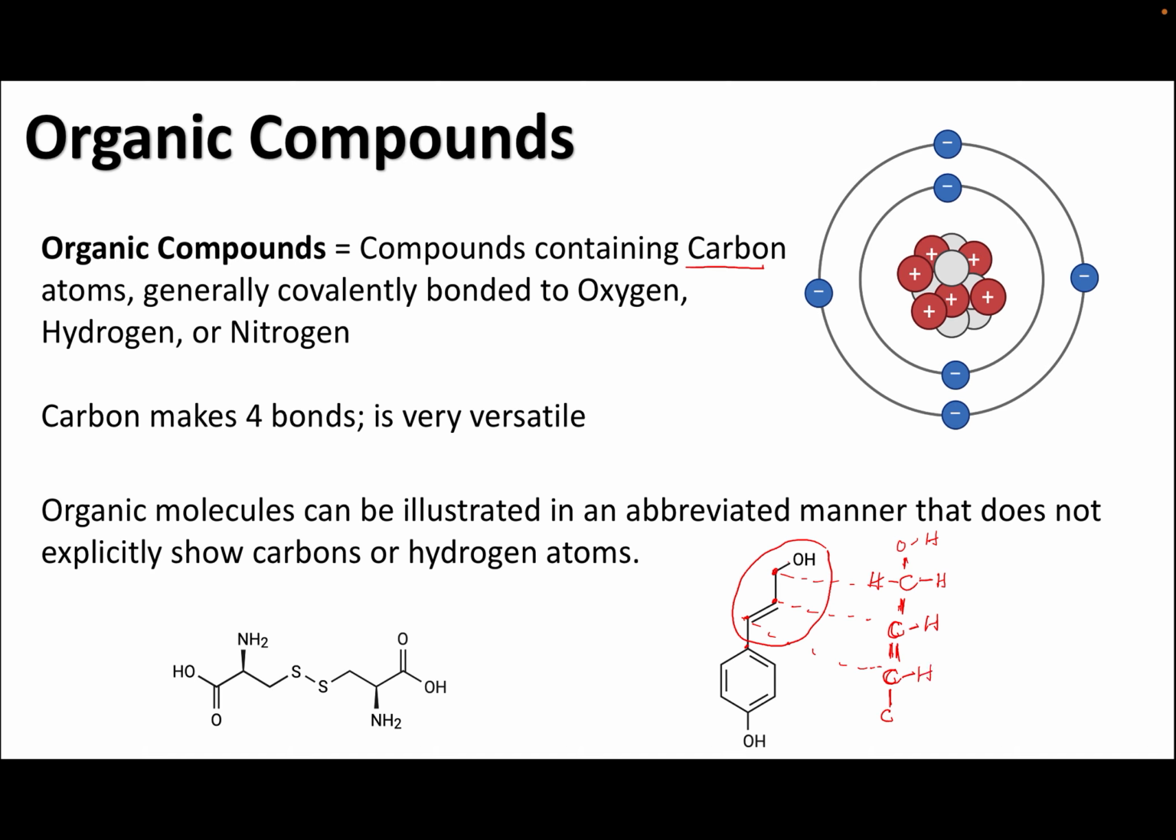So if you see structures that look like this, where it basically just looks like a ton of lines, it's an abbreviated way of showing organic structures, organic compounds. And again, where 2 lines come together, or where a line terminates, and if there's nothing else listed, those are all places that carbon atoms exist.